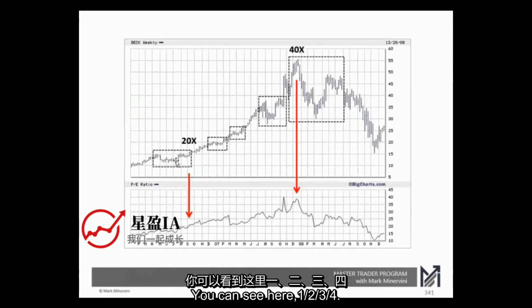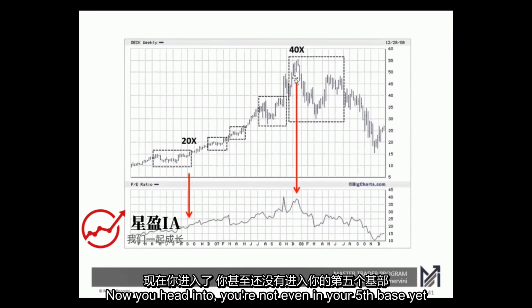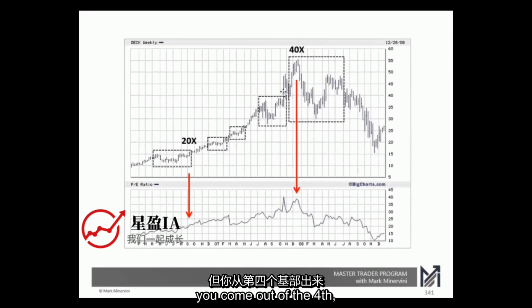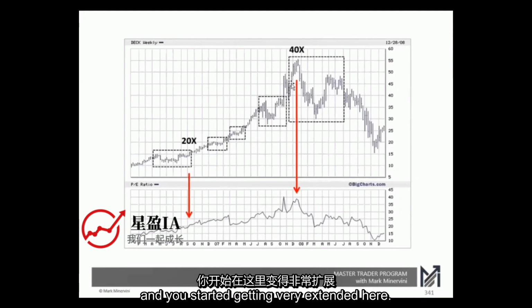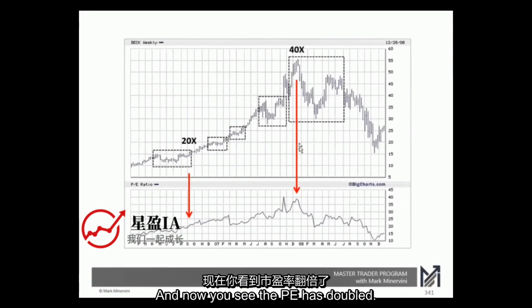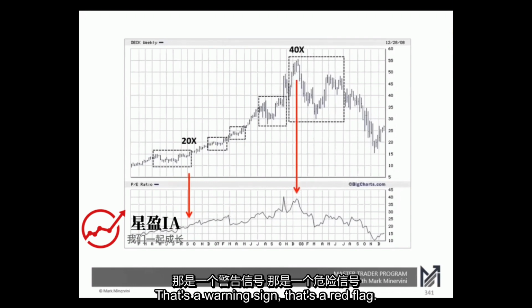You can see here, 1, 2, 3, 4. Now you head into, you're not even in your 5th base yet. You come out of the 4th and you started getting very extended here. And this is a pretty good little run here, maybe like a climax run. And now you see the PE has doubled. That's a warning sign. That's a red flag.